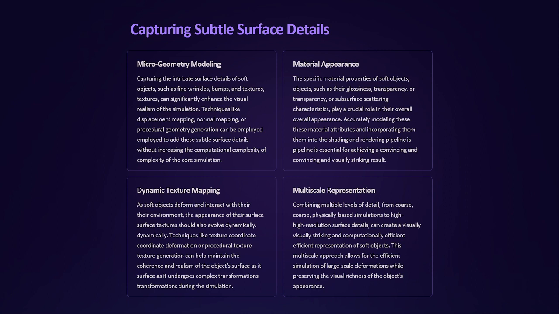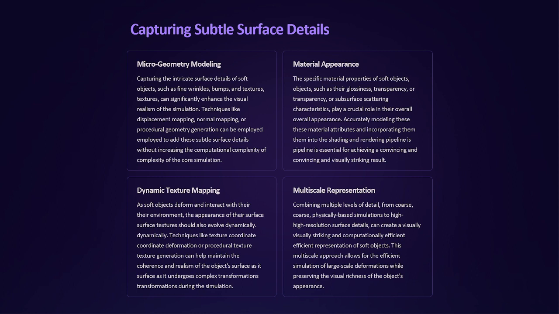The third one is dynamic texture mapping. As soft objects deform and interact with their environment, the appearance of the surface texture should evolve dynamically. Techniques like texture coordinate deformation or procedural texture generation can help to maintain the coherence and realism of the object surface as it undergoes complex transformations during the simulation.